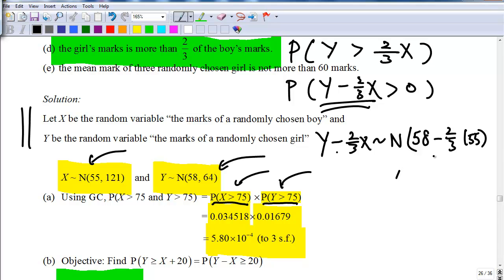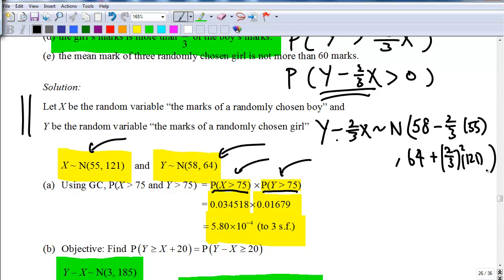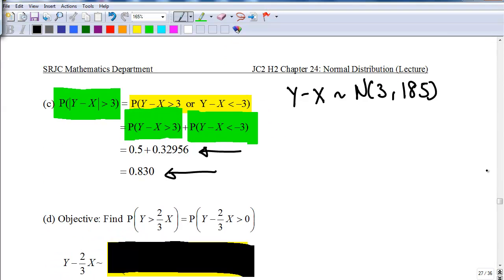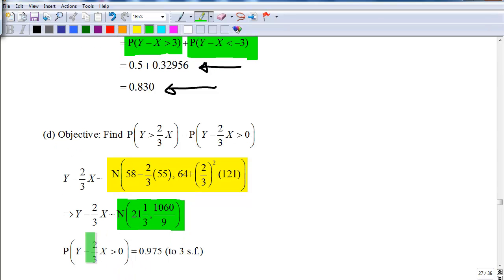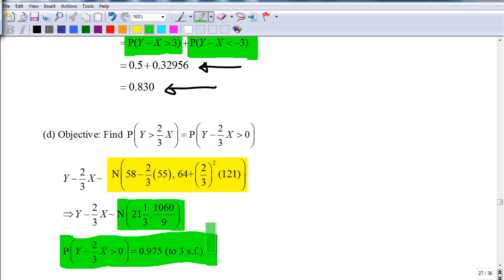Okay, then what about variance? Remember, variance you never subtract, you always add. So variance of Y is 64, then plus 2/3 square, and then variance of X is 121. Okay, so with this you can just press your GC and get the distribution for your Y minus 2/3 X. Okay, so it turns out that your Y minus 2/3 X follows a normal distribution with variance 1060 divided by 9 and mean 21 1/3. So now all it remains for us to do is to press your GC. Done.